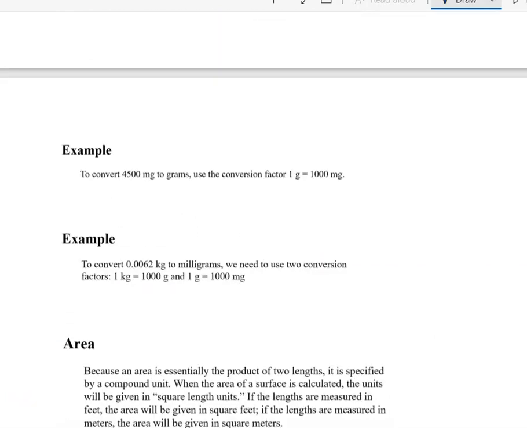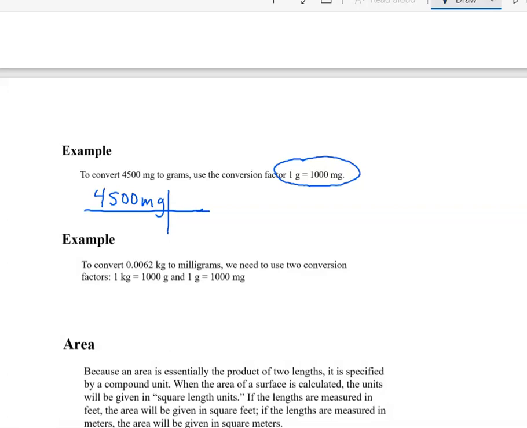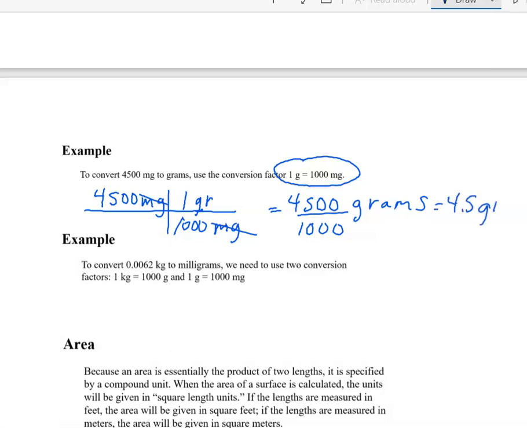So if we want to convert 4,500 milligrams to grams, we want to use the conversion factor that 1 gram is 1,000 milligrams. So we've got 4,500 milligrams, and we want our final answer to be grams. So we know that we need the milligrams to cancel out. So the 1,000 would go with the milligrams, and we'd have 1 gram on the top. So we need to do 4,500 divided by 1,000, which is going to give us 4.5 grams.